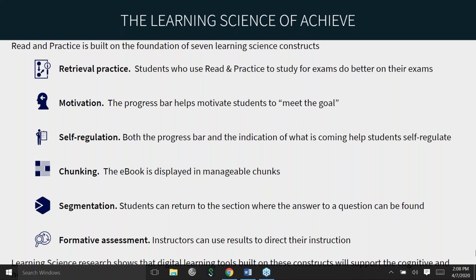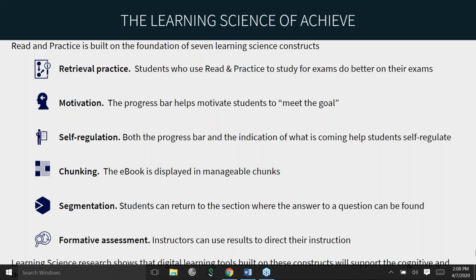Chunking is also important in Read and Practice. So the ebook that is in the tool, the reading is displayed in manageable chunks. So students aren't faced with a whole extensive set of reading that they don't think they're going to be able to manage. They can read those sections in chunks which make it much more manageable and consumable for them.